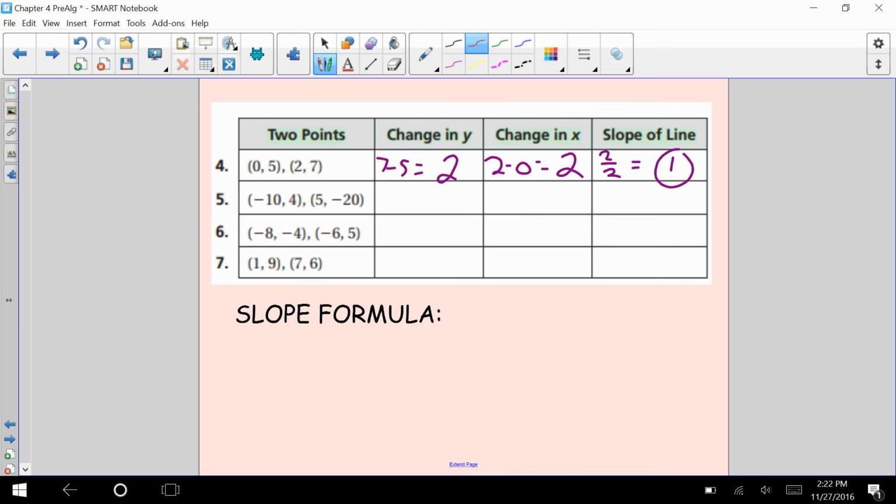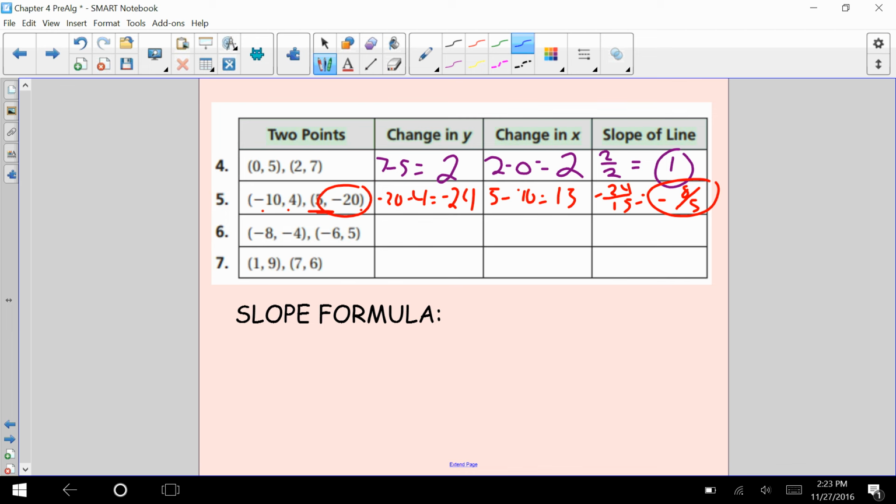For the second one, I take negative 20 minus 4 equals negative 24. And then I take 5 minus negative 10 equals 15. So my slope is negative 24 over 15, which simplifies to negative 8 over 5. There's my slope. You'll notice that whichever point you choose to use first, so like I chose to use this one first, I took negative 20 minus 4, and then 5 minus negative 10. Always use whichever point you choose first for both sets of subtraction.